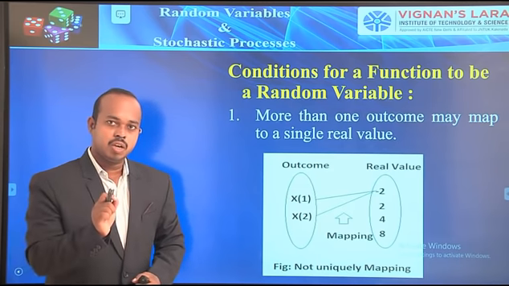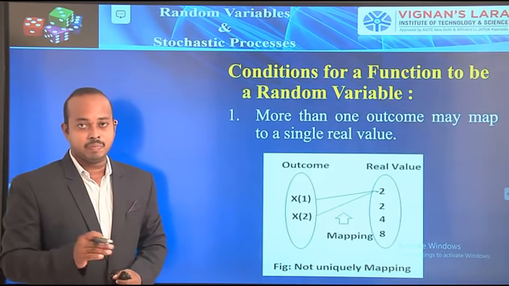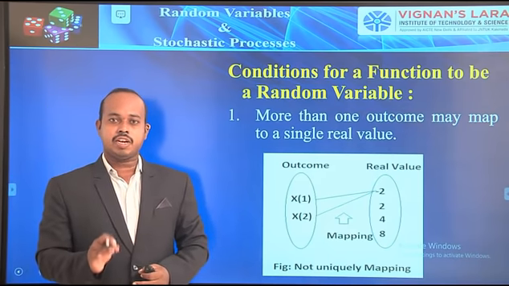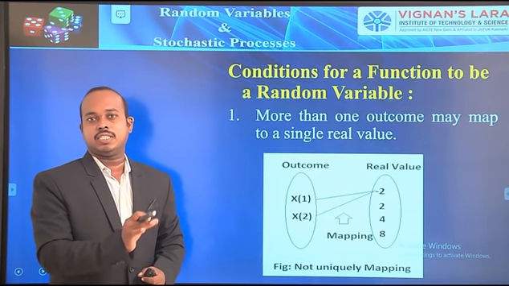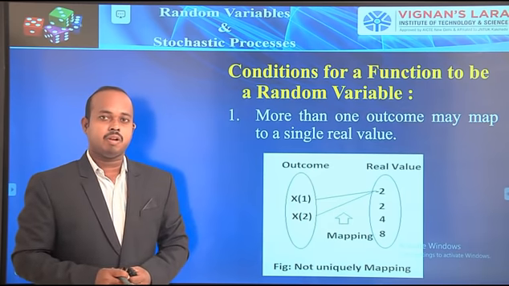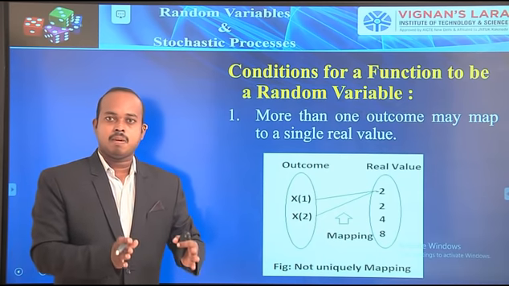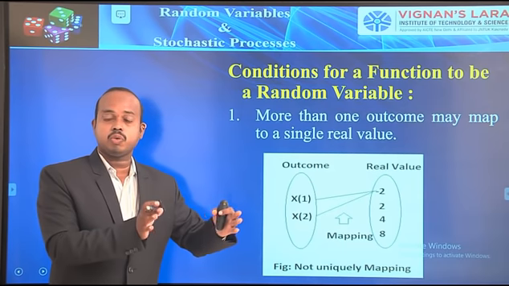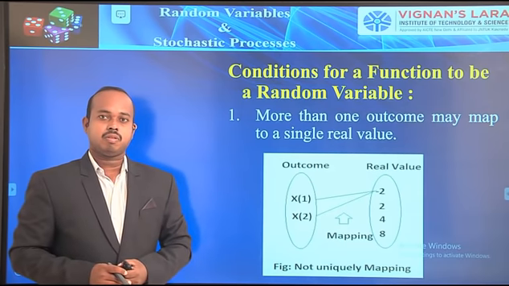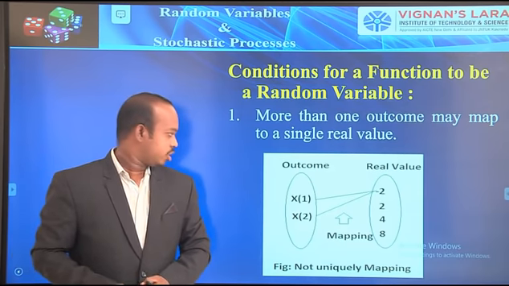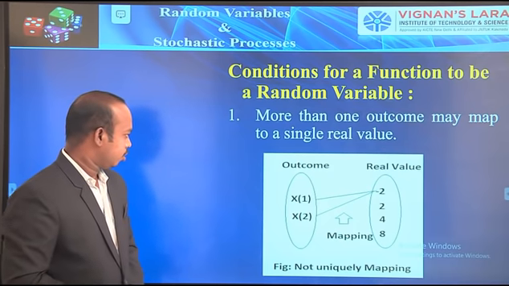This one is the first condition. I am repeating once again, the first condition when a function is said to be a random variable is that the elements in a sample space must be not uniquely mapping. That means you can see one example for that.